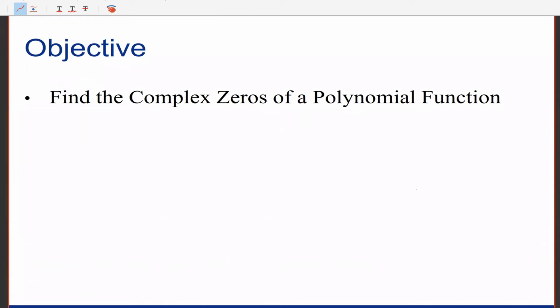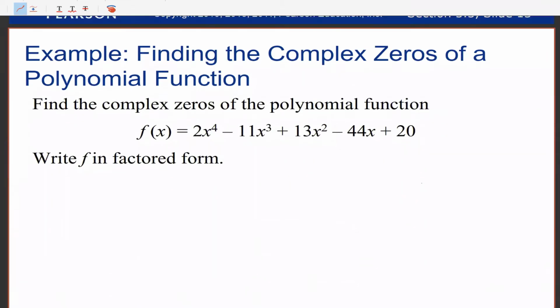And so now, with all that in hand, we're ready to go through the process of finding the complex zeros of a polynomial function. Now, to do this, we're going to follow the exact same steps that we followed when we were looking for the real zeros of a polynomial function. Let's look at an example. We're going to find the complex zeros of the polynomial function f of x equals 2x to the fourth minus 11x cubed plus 13x squared minus 44x plus 20. And we're going to write f in factored form.